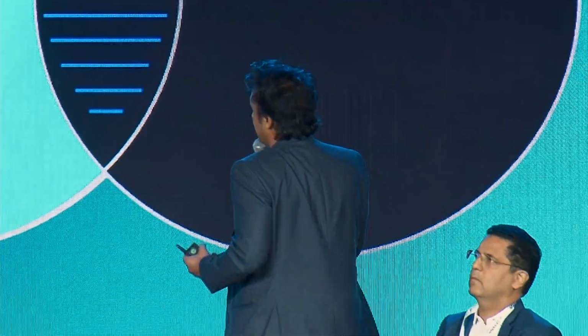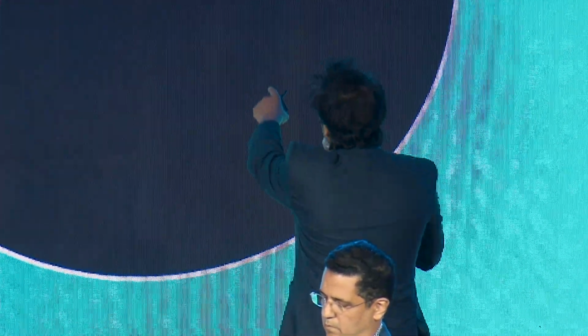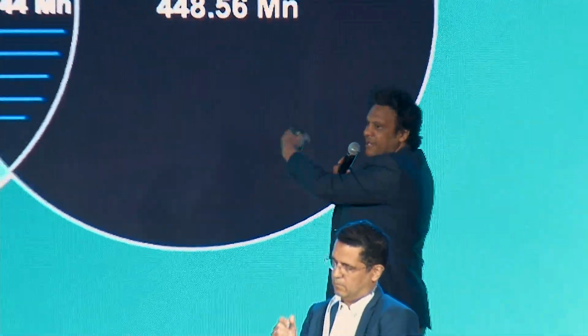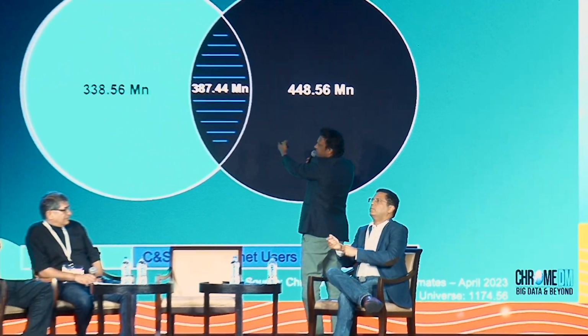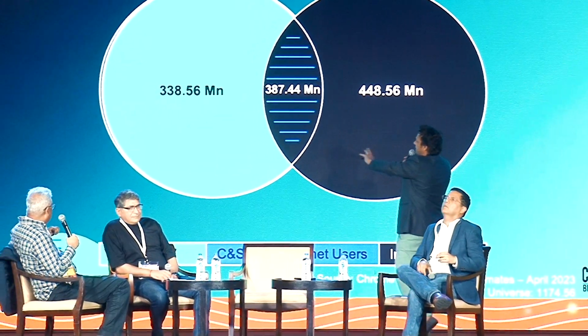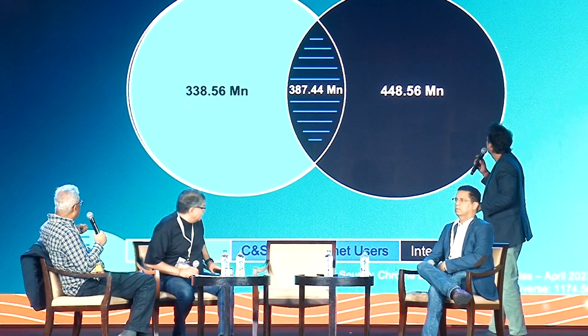If you were to look at the intersection of cable and internet, the total universe stands at about 1174 million, of which cable and satellite is about 726 million, with internet at 836 million. And the common intersection of the two is 387 million. So most of us would probably fall on this side, which is 448 million, which is only internet. And partly we had a cable connection, or we might not have it at this point in time. Cable and satellite is slightly going down.